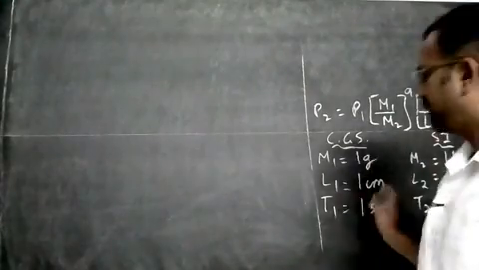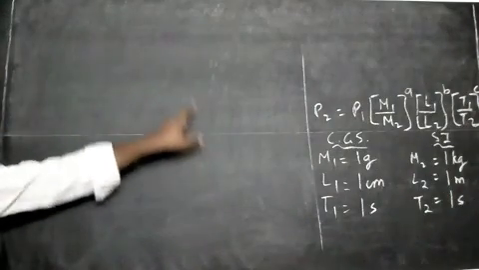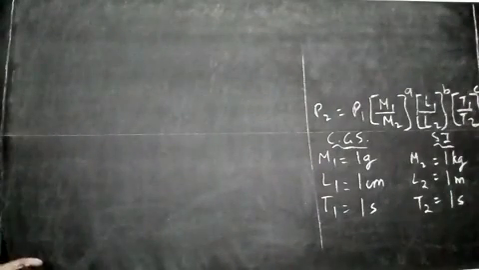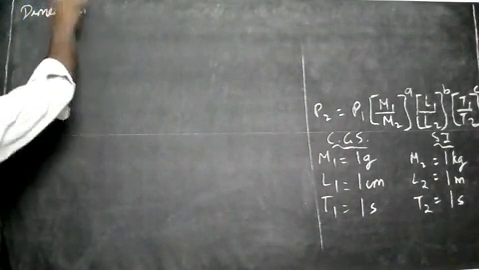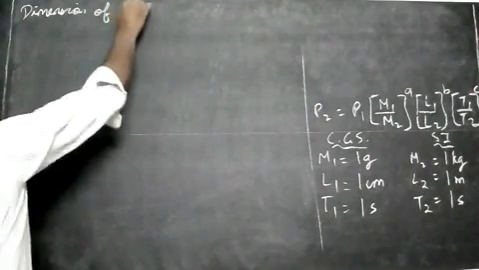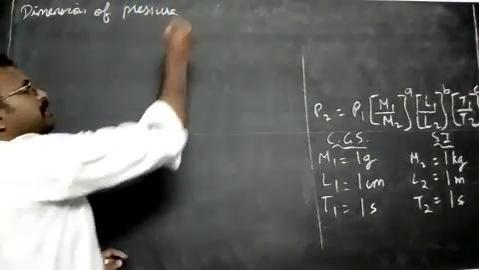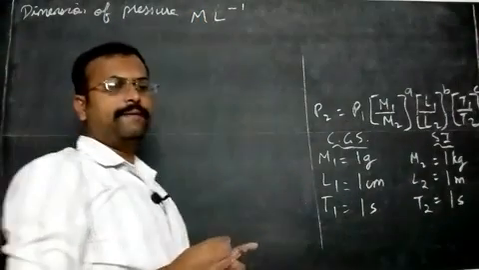So I've erased these parts here. Let us now see what the formulas will be. We'll substitute and see. Before that, let's see the dimension of pressure. This you can remember or you can derive it, force by area. So the dimension of pressure is M L^-1 T^-2.